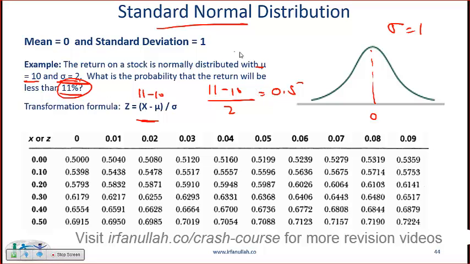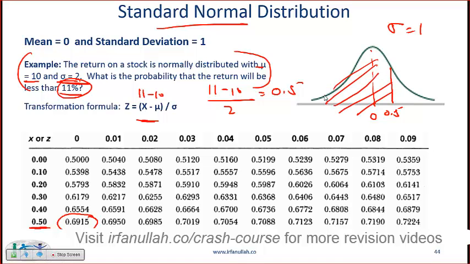So this statement is the same thing as saying what is the probability that the return will be less than 0.5. So if this is 0 on the standard normal, you come to 0.5, and if you look at the data over here, the z value is 0.5, which means you have 0.6915. These are probabilities. So this entire area is a probability of 0.6915.